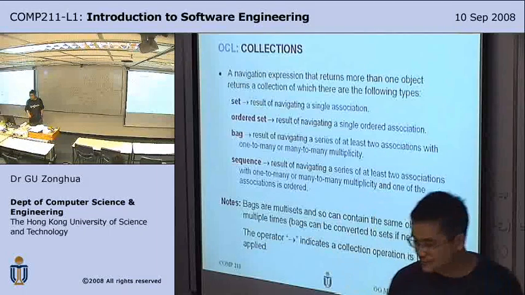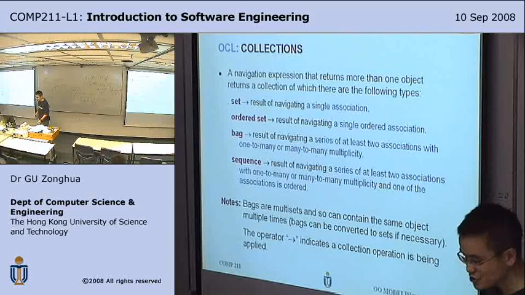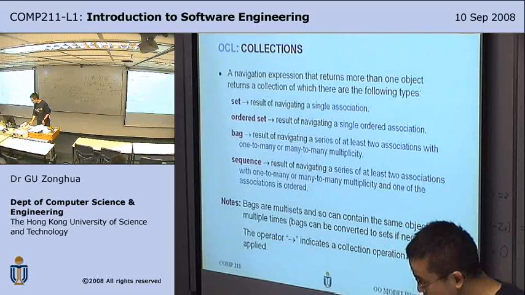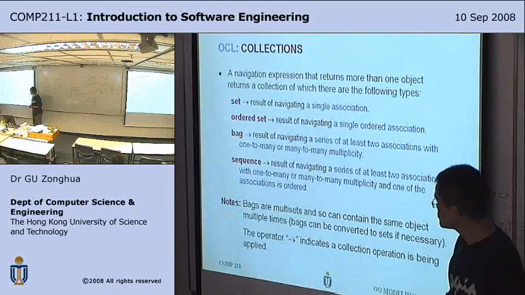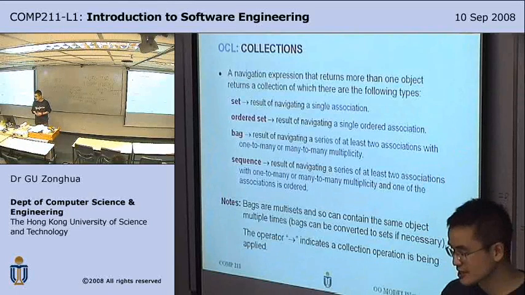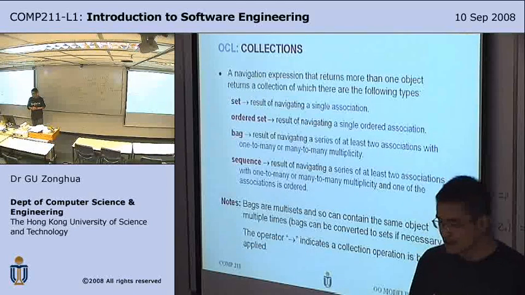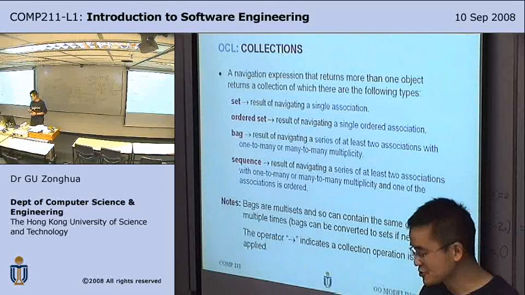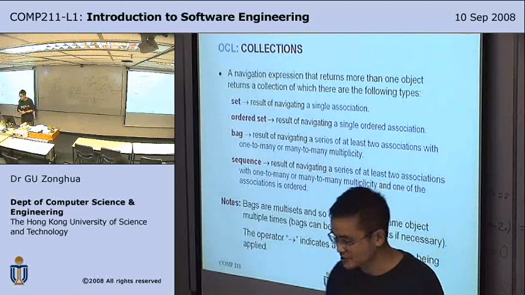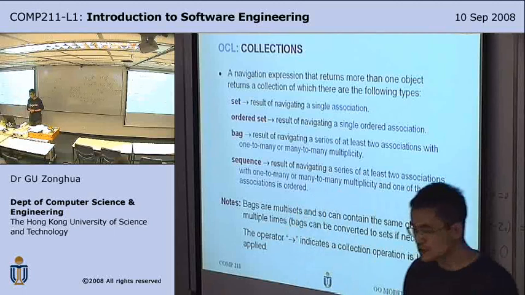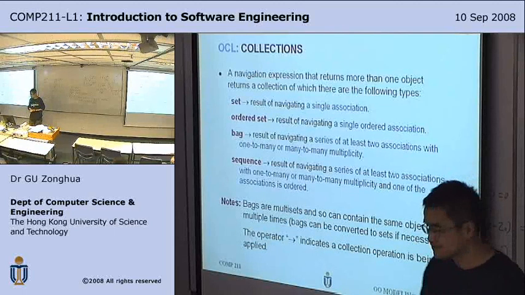So collections: a navigation expression that returns more than one object returns a collection, of which there are the following types. It may be a set, which is the result of navigating a single association. For example, from a professor to students, a professor has many students, so you get a set of students. Or you can have an ordered set, which is the result of navigating a single ordered association.